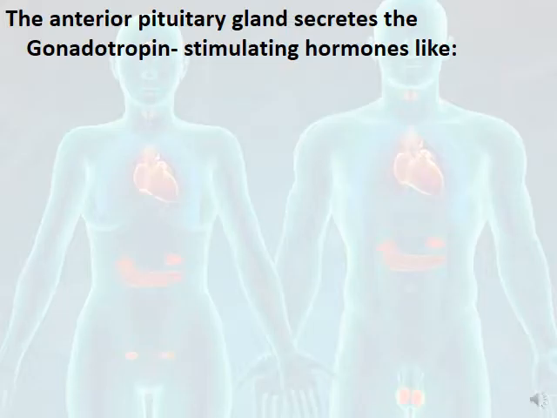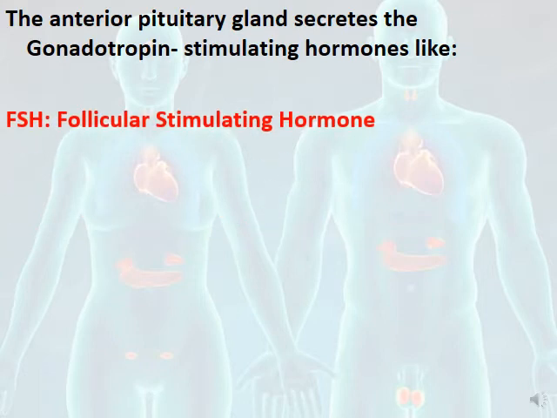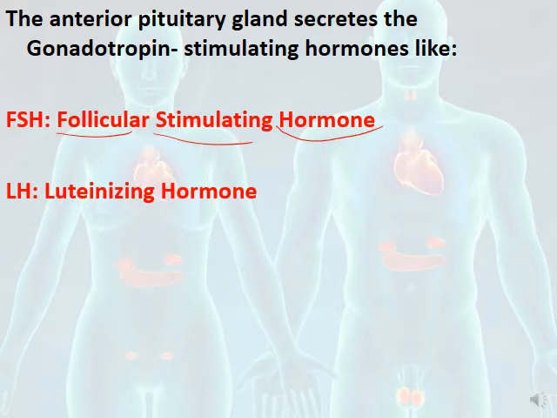The anterior pituitary gland secretes the gonadotropin stimulating hormones like number 1, the FSH, the follicular stimulating hormone, and the second hormone is called LH, the luteinizing hormone. So anterior pituitary gland secretes two hormones, the FSH and the LH. Both of them are called the gonadotropin stimulating hormones. FSH, follicular stimulating hormone, and LH, luteinizing hormone.